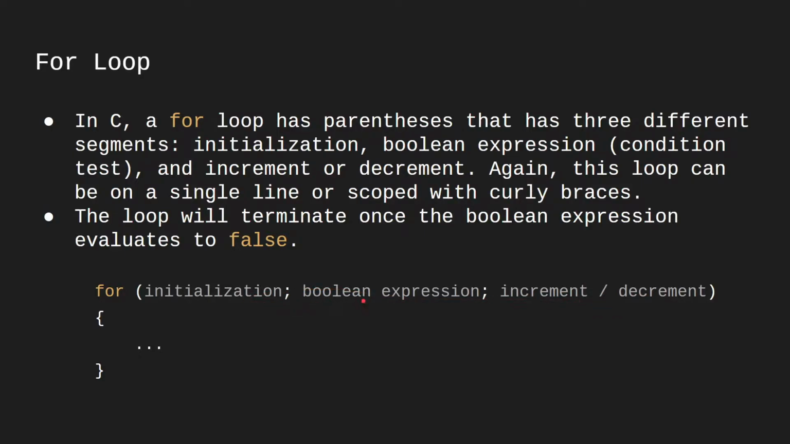Now, each of these sections is separated by semicolons, and usually you'll see a block of code, a scope, created underneath it. And just like the while loop, the Boolean expression here will continue as long as it evaluates to true. It will keep executing the code underneath, and when it hits false, then it will stop. Typically you'll use these in conjunction with each other in order to create an expression that will eventually evaluate to false. That being said, it doesn't necessarily have to work that way. It's just a convenient way of looping.